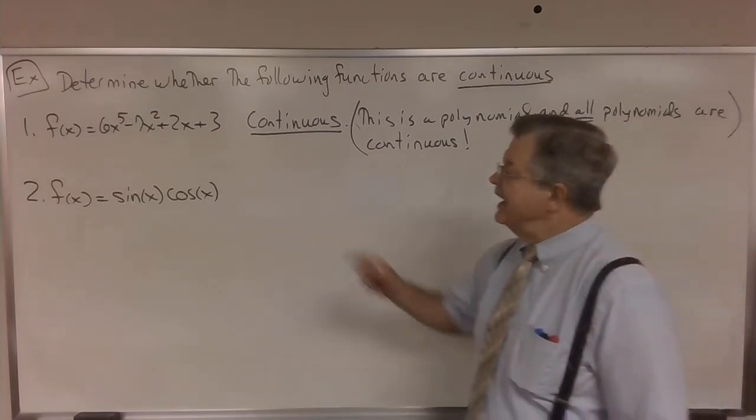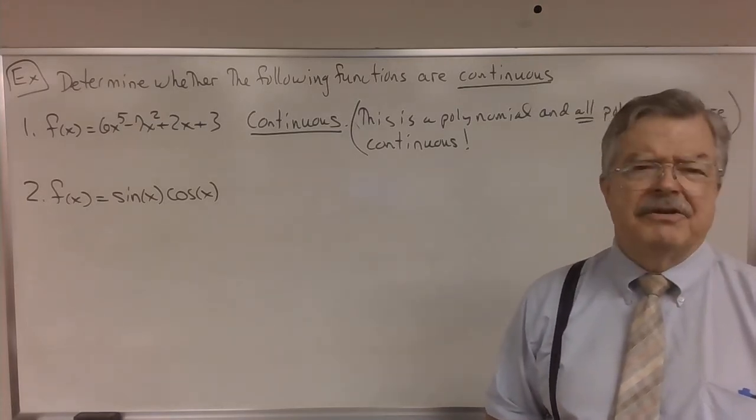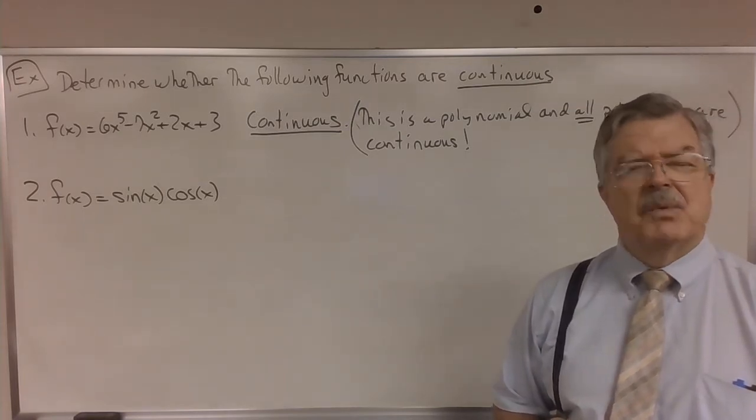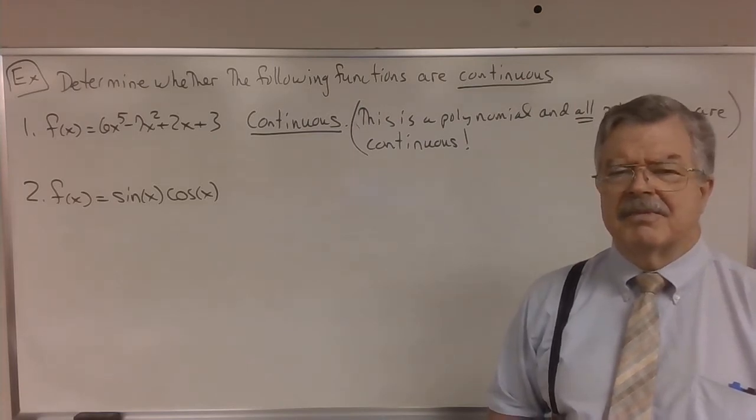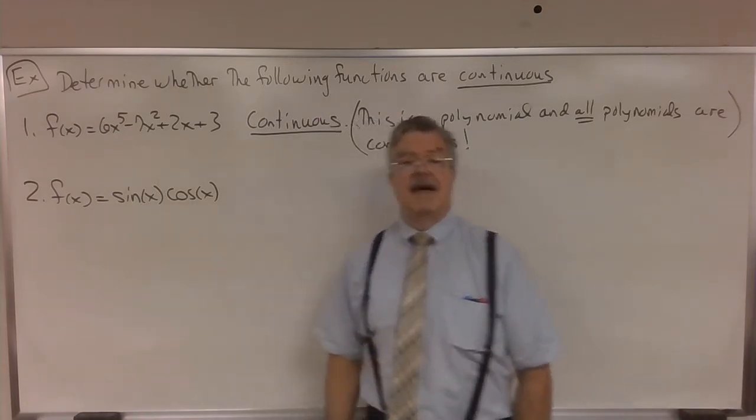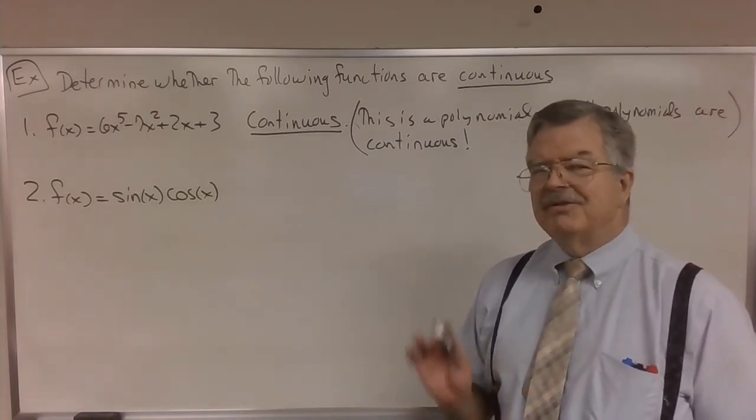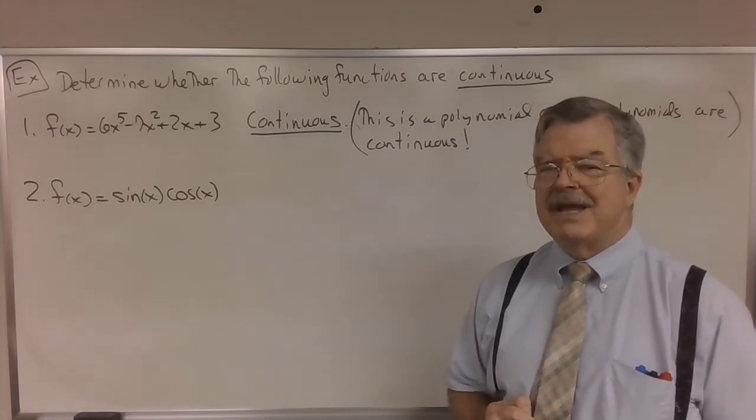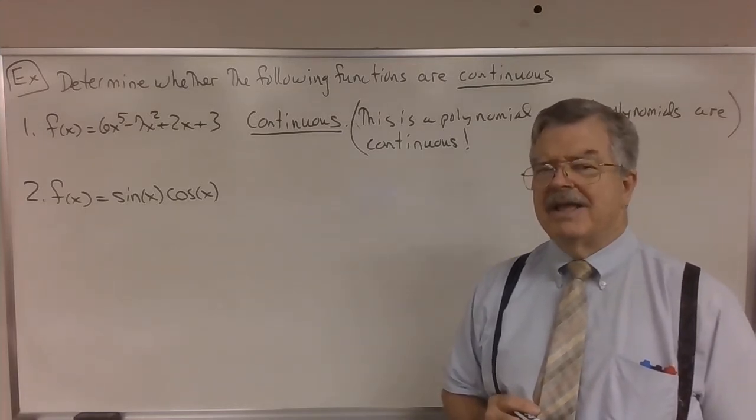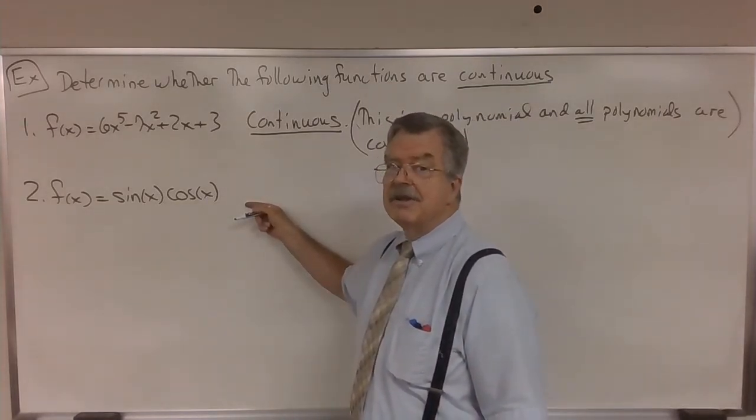F of x equals sine of x times cosine of x. If it is continuous, how do we show that? And if it's not continuous, at what value does it fail to be continuous? Well, what do you think? The product of sine of x and cosine of x, is it continuous or not? Now, those of you that had the right idea the first time, maybe we can be a bit bolder this time. Maybe we're pretty sure how to answer this. What do you think? Continuous or discontinuous?